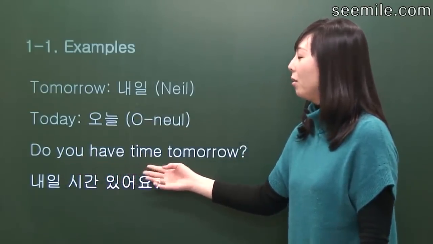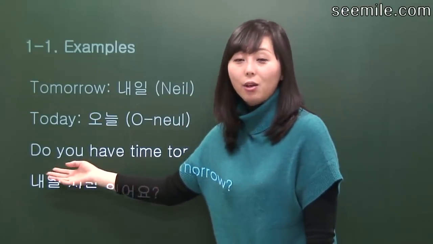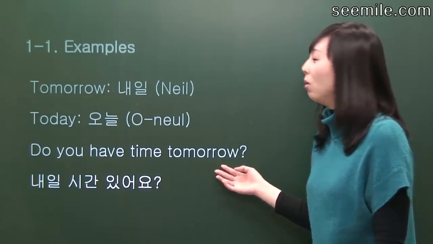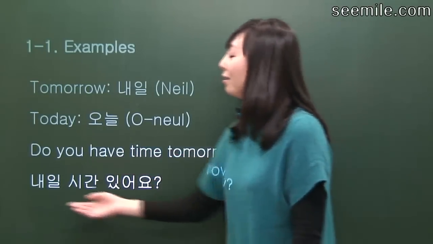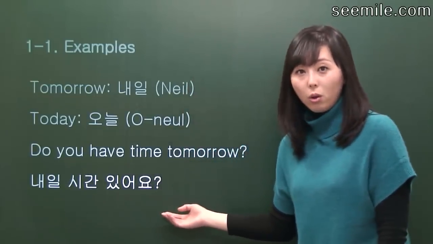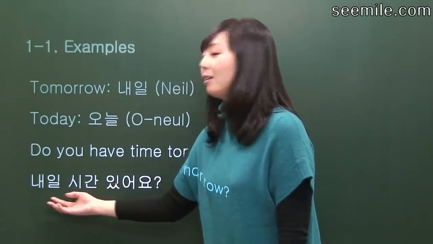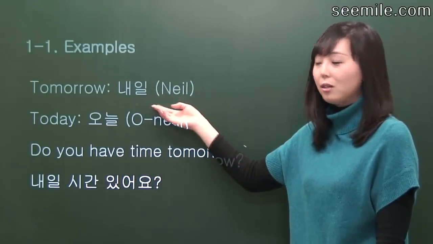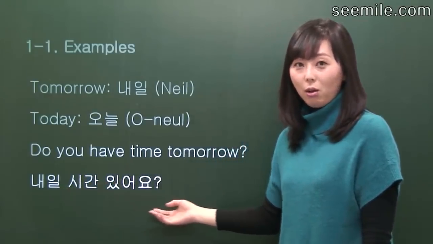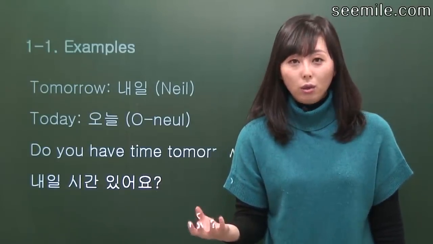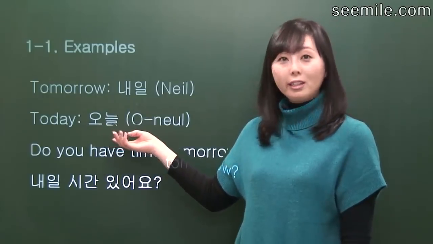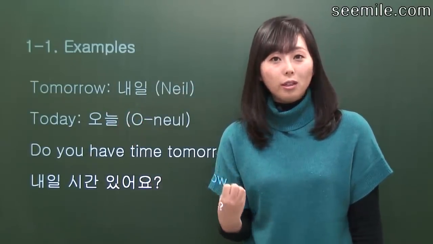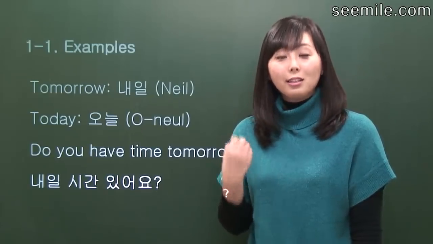Do you have time? You know this expression, do you have time? 시간 있어요? Tomorrow, 내일, right? So, do you have time tomorrow? In Korean, 내일 시간 있어요? One more time. 내일 시간 있어요? Tomorrow means 내일 in Korean. What about this one? Do you have time today? What's today? 오늘. So, do you have time today? 오늘 시간 있어요?